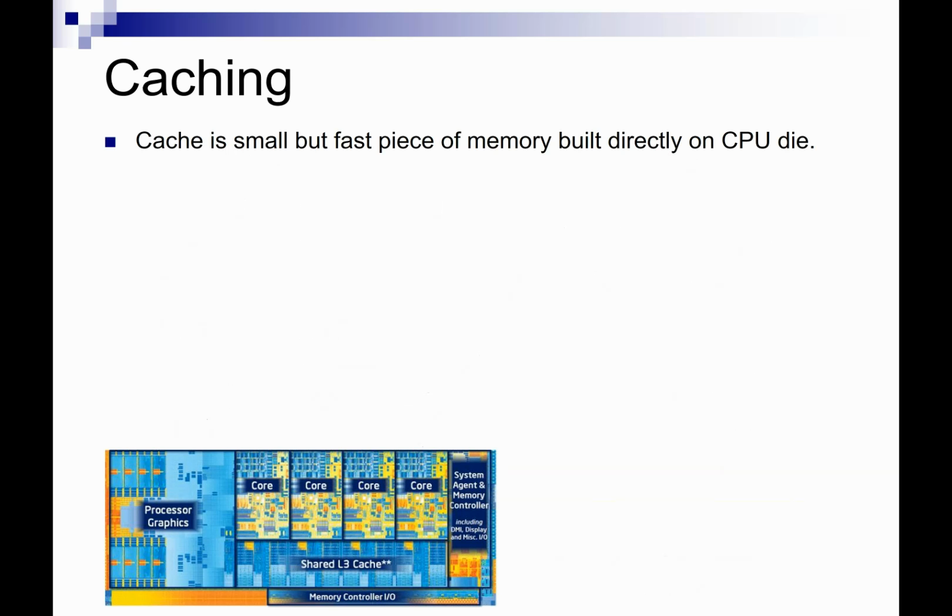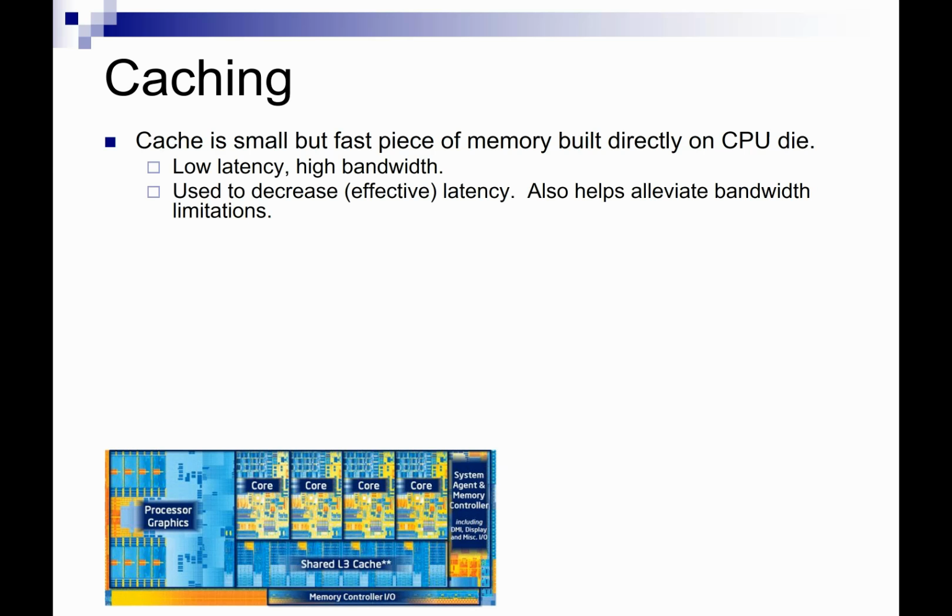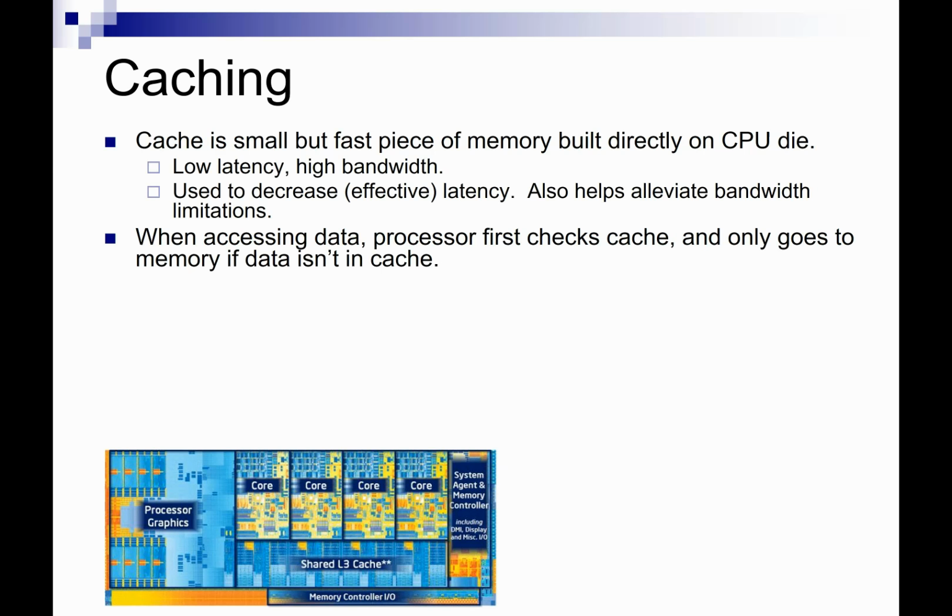For example, here we have a picture of a processor. We have the processing cores over here, and we have cache sitting directly on this processor. Because the data doesn't need to travel far to get from these cores to the cache, this is what makes the cache fast. So the cache has low latency and high bandwidth, and this helps us overcome our bandwidth limitations.